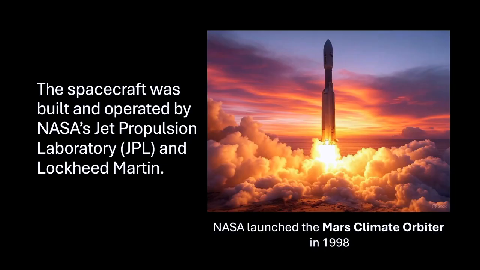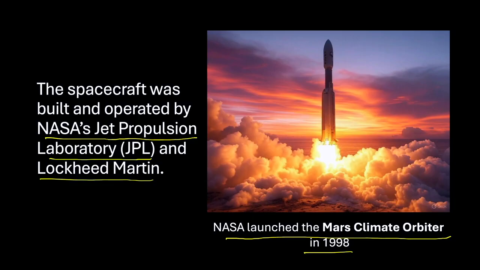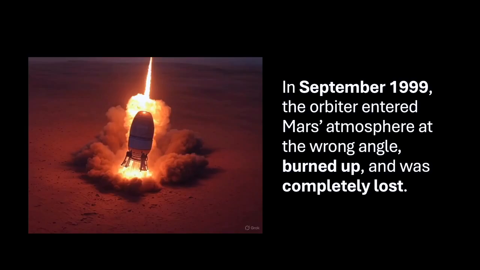Let me tell you one of the most famous and costly examples of what can go wrong without proper unit standardization. NASA launched the Mars Climate Orbiter in 1998 to study Mars atmosphere and climate. The spacecraft was built and operated by NASA's Jet Propulsion Laboratory, commonly called JPL, and Lockheed Martin. Well, in September 1999, the orbiter entered Mars' atmosphere at the wrong angle. It got burnt up and it was completely lost.